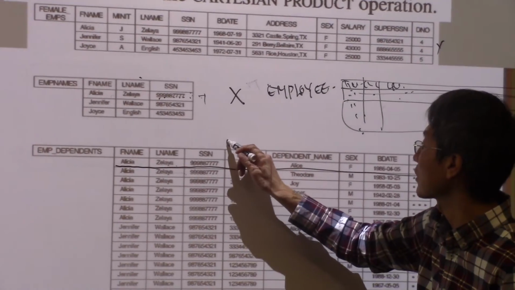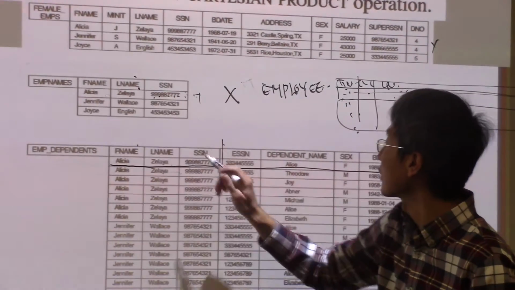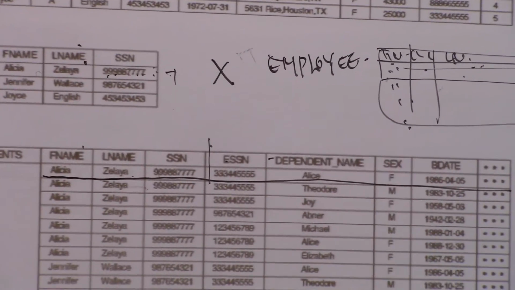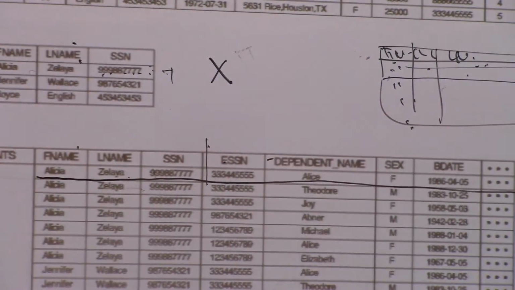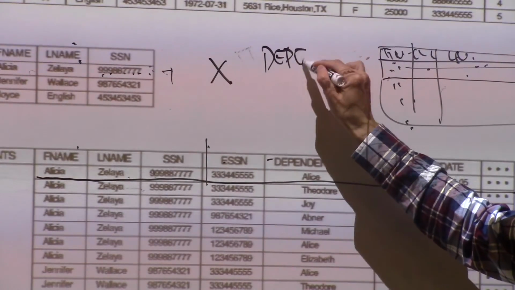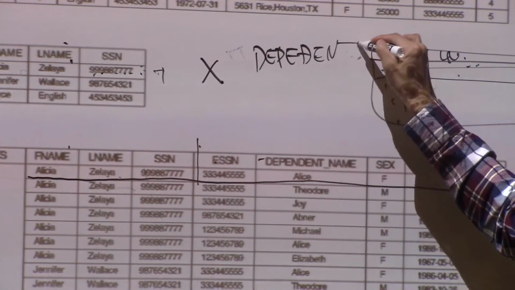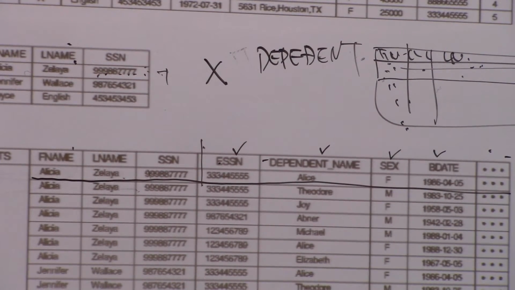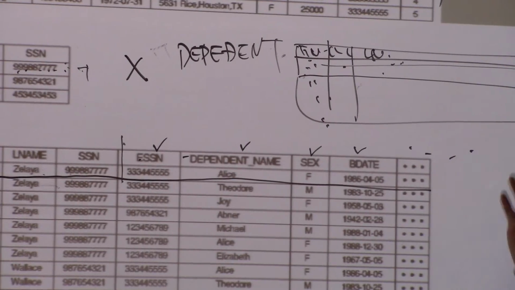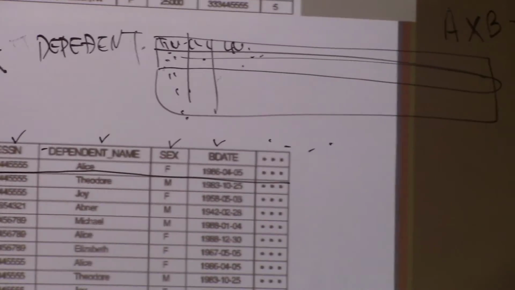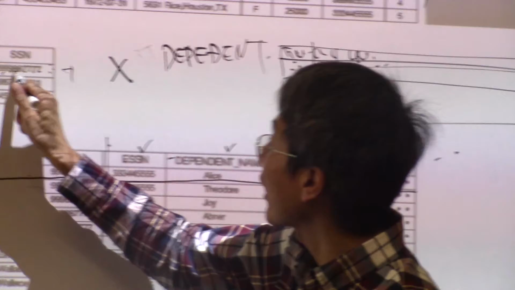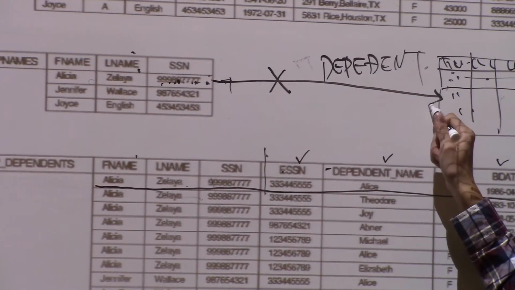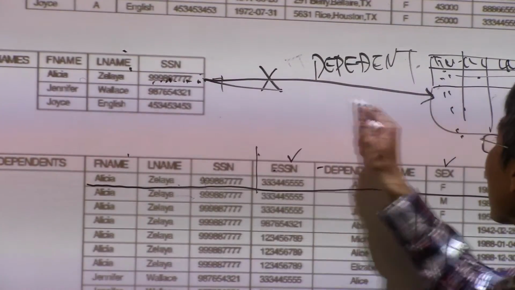So this is from this, and this is from, I think it's the dependent table, not employee. Dependent: ESSN, dependent name, sex, birthday, and other attributes of dependent. So we can combine like this. Next, Elisa Gerard 99987 with the next dependent, and next one, next one.